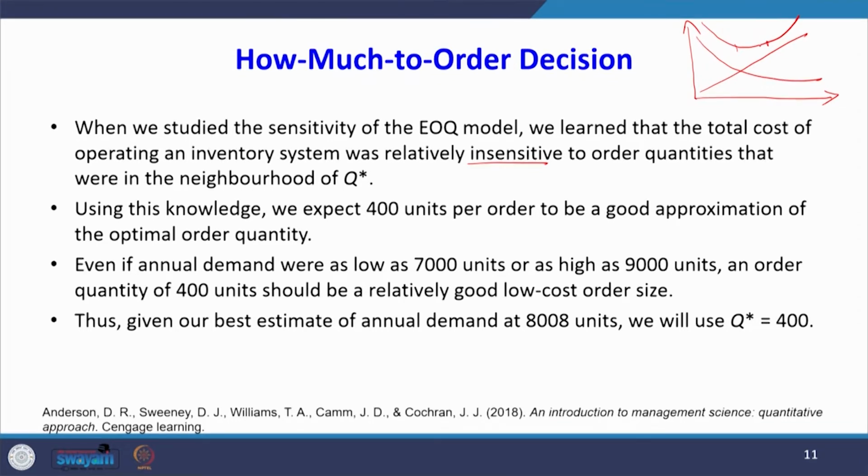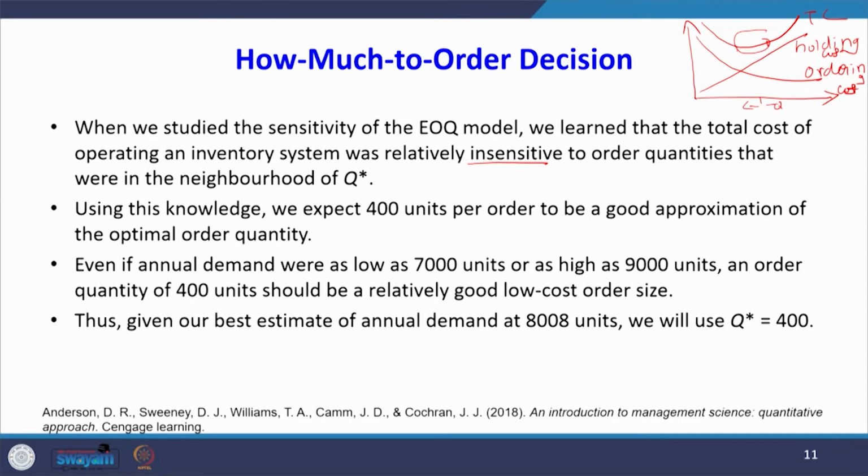So, this flat indicates that even though your Q is increased or decreased by some quantity, the net effect on the total cost is small. This is the total cost, this is your holding cost, this is your ordering cost. So, even though there are slight changes in the ordering quantity, the total annual inventory cost will not change.